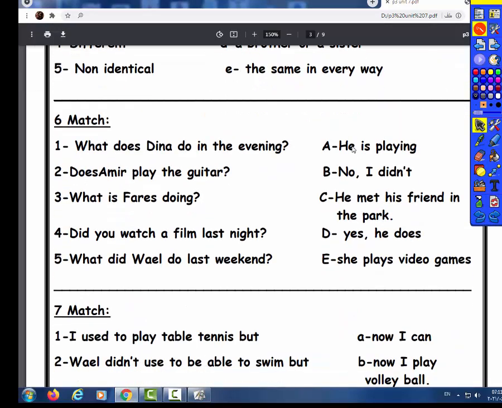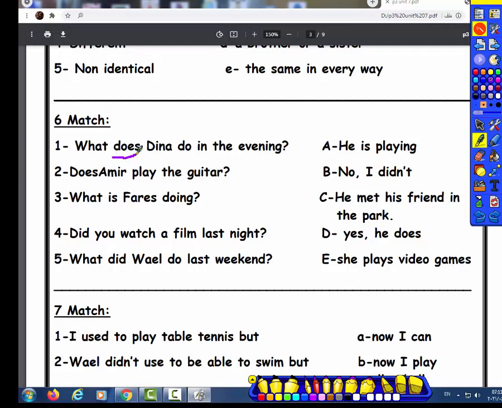Let's see number 6. What does Dina do in the evening? Dina means she. So what does she do? She plays video games. So match it with E. It's better to write letter E beside number 1 instead of matching, okay?